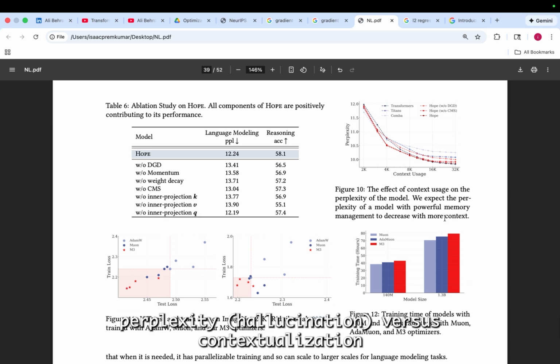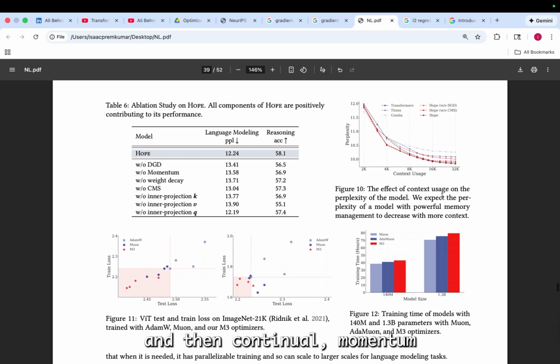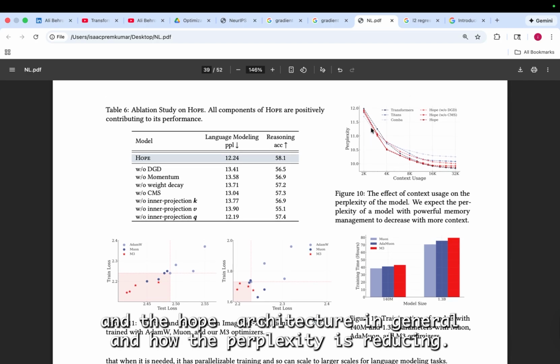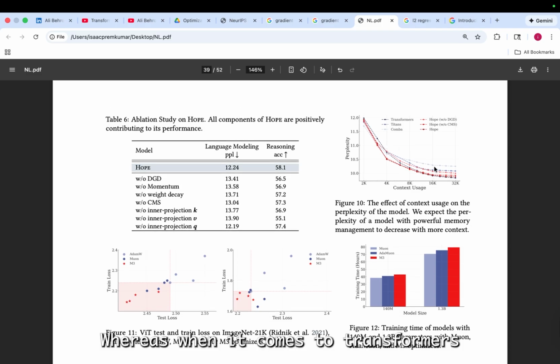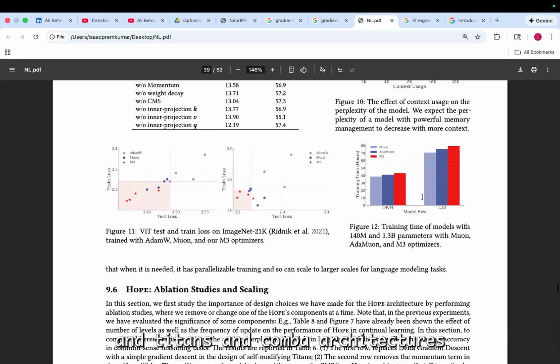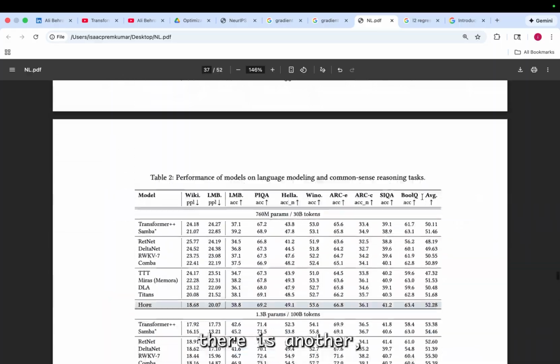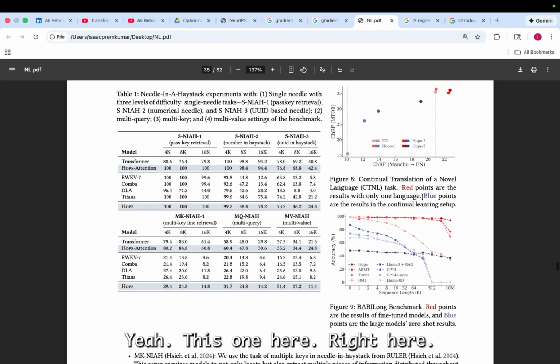Perplexity versus context usage, the level of hallucinations in the Hope architecture with DGD, delta gradient descent, and continual momentum. And in the Hope architecture in general, you can see how the perplexity is reducing, whereas with transformers, titans and combo architectures, it's much larger. And then there is another benchmark that they discussed. Yeah, this one, right here.